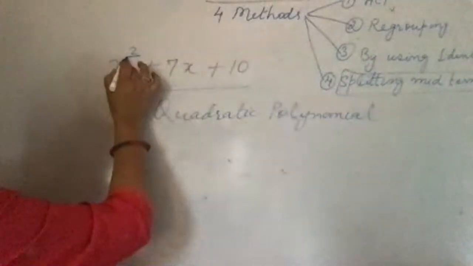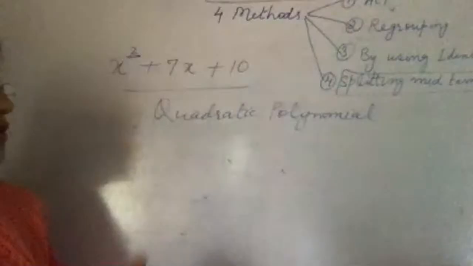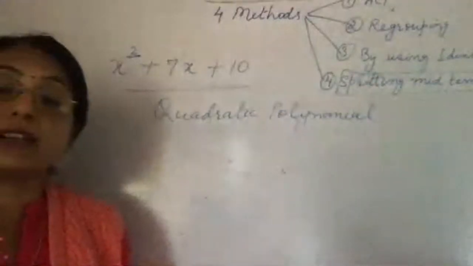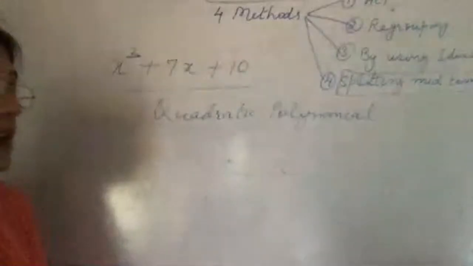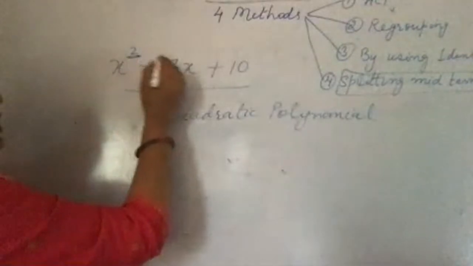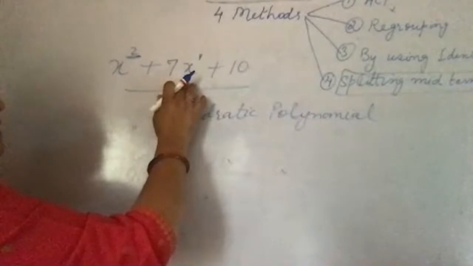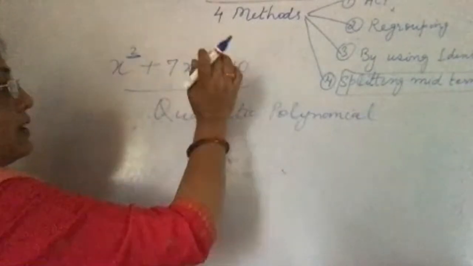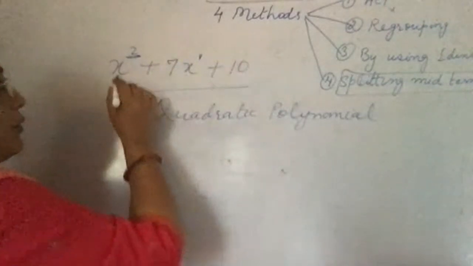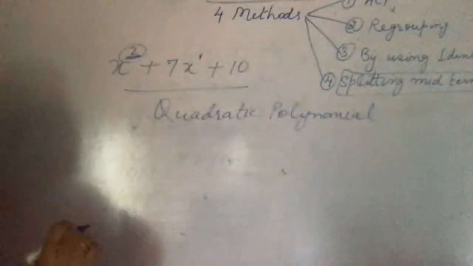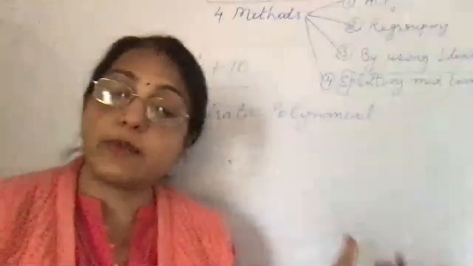So here you see that we have, so it is called a quadratic polynomial. The highest degree of the polynomial is called the degree. Here it is 1. Here there is no variable. So we say that the degree is 2. So it is called a quadratic polynomial.